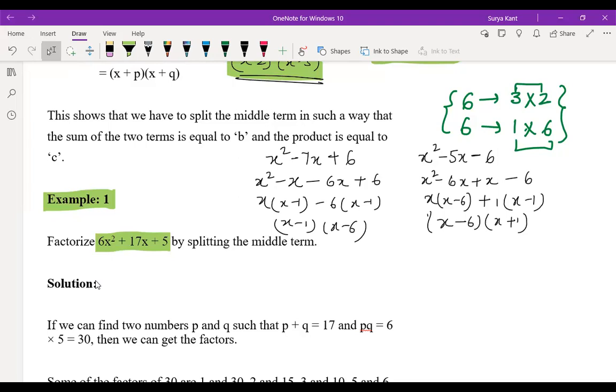First of all, you should find the product and sum. Then you should split it into parts so that it will get easier.